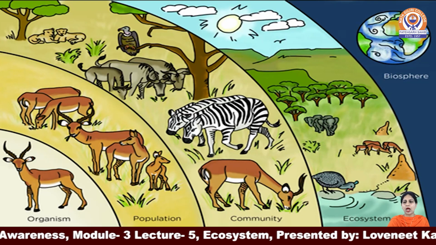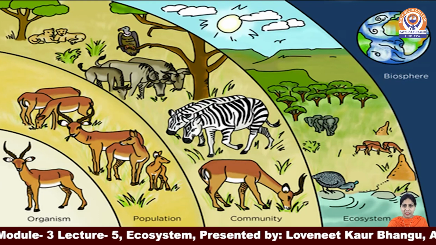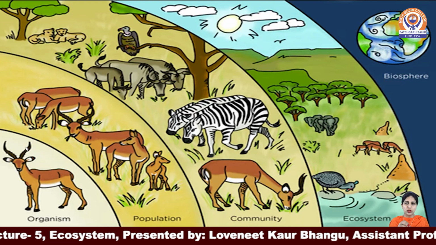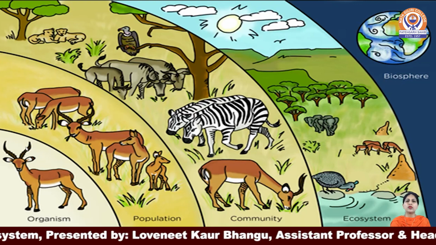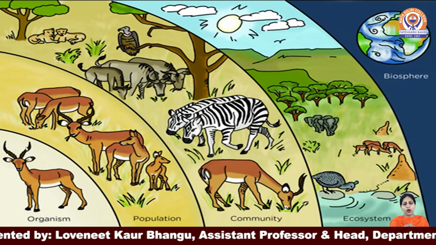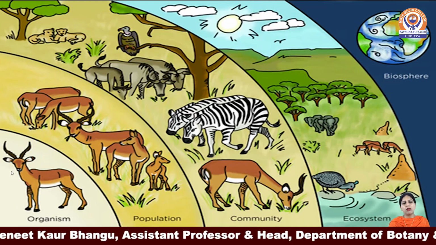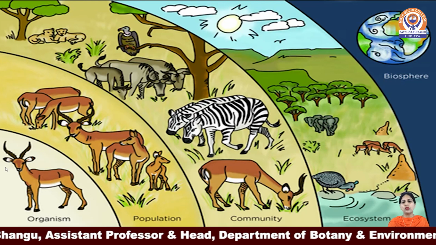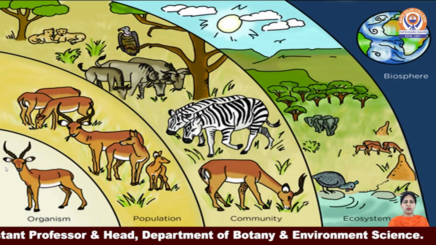So again, having a recap of the entire thing. First of all, there was the organism, that is, one individual. We studied species. What is a species? A group of interbreeding individuals capable of producing fertile offspring constitutes a species. Now, an organism can belong to any species, maybe deer, zebra, wild cows, buffaloes, elephants, fox, owl, or any other species.